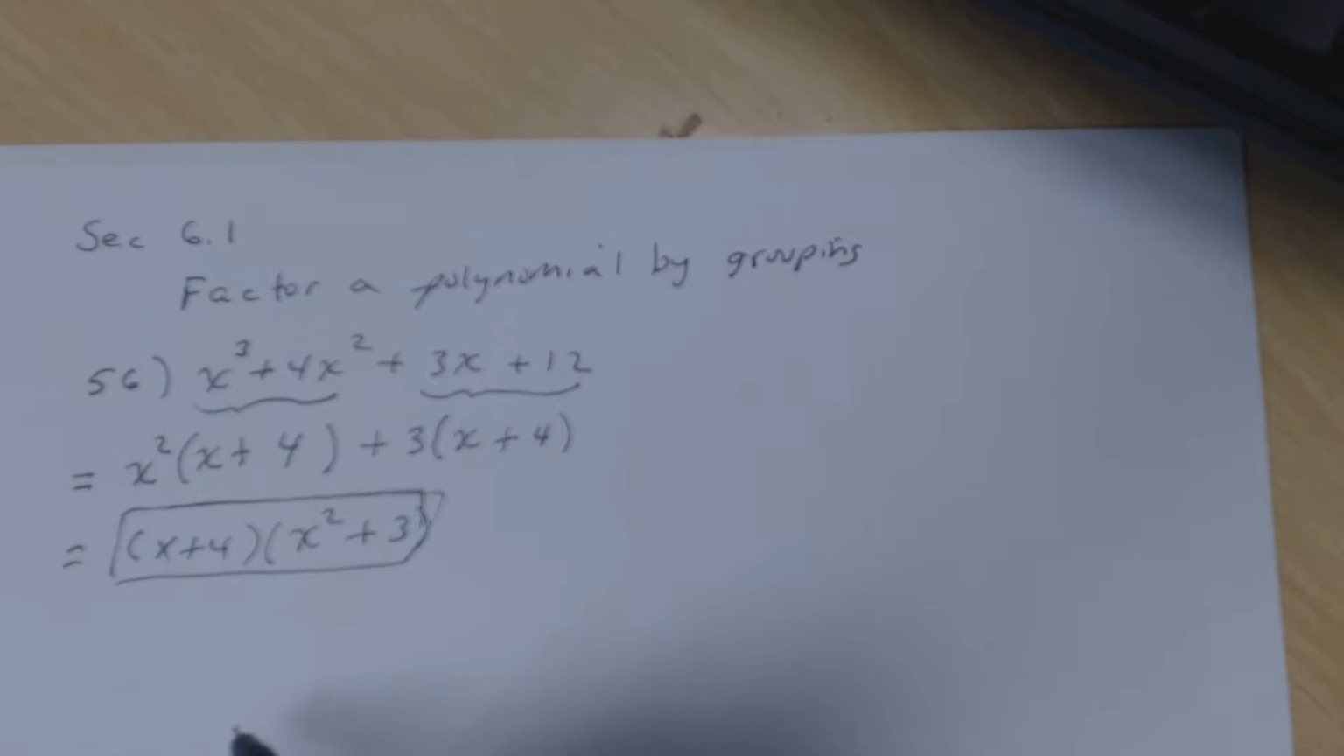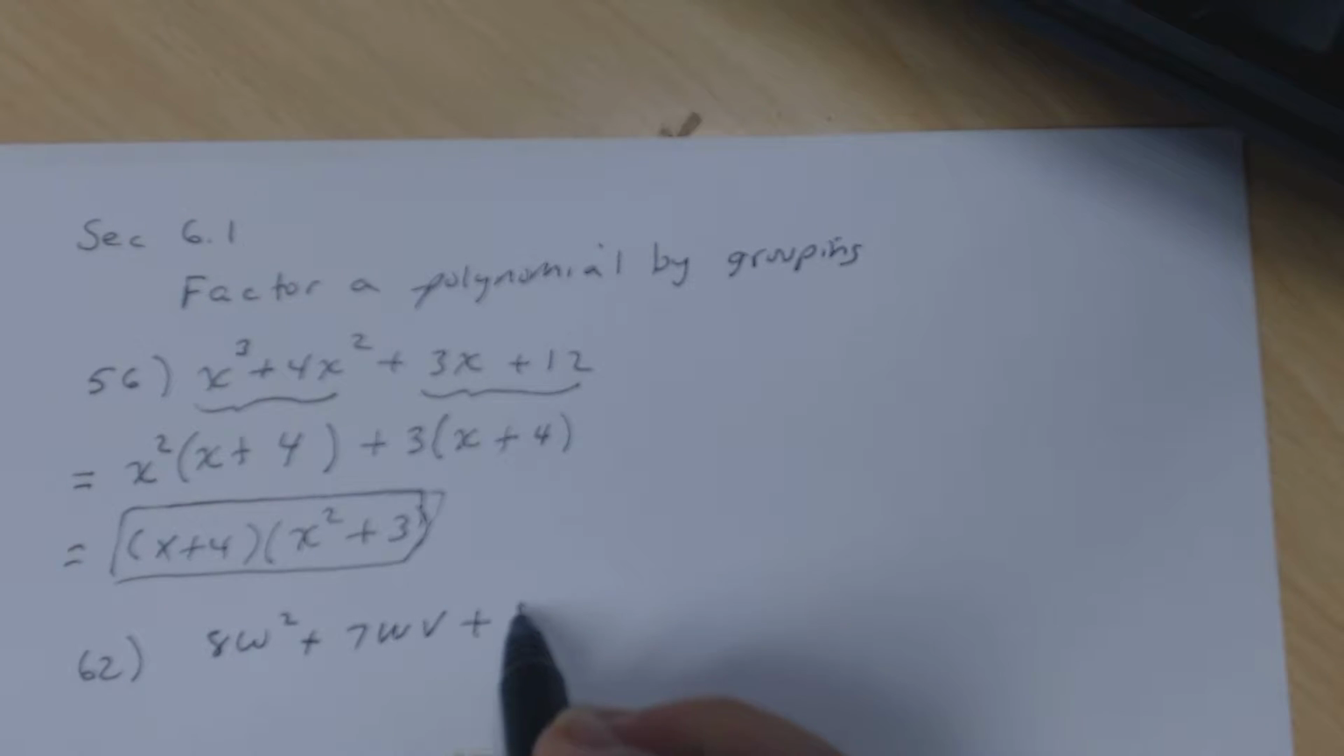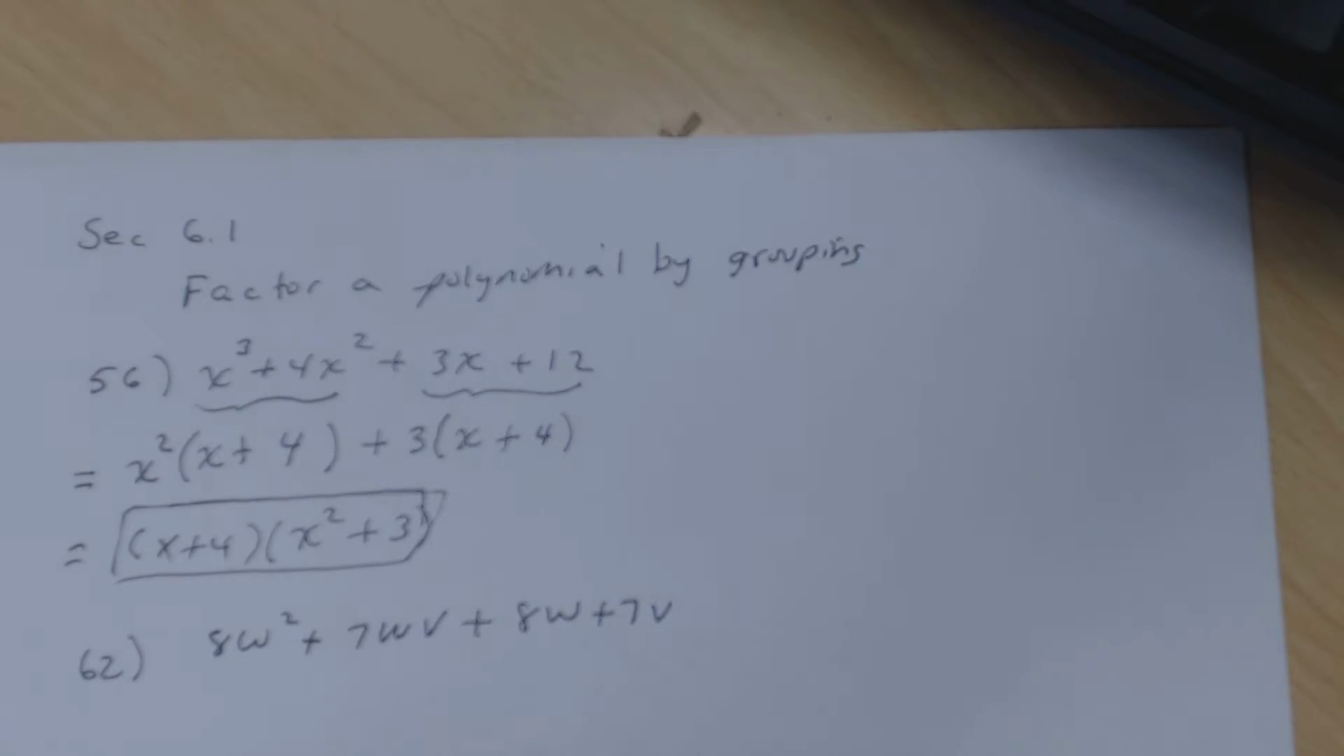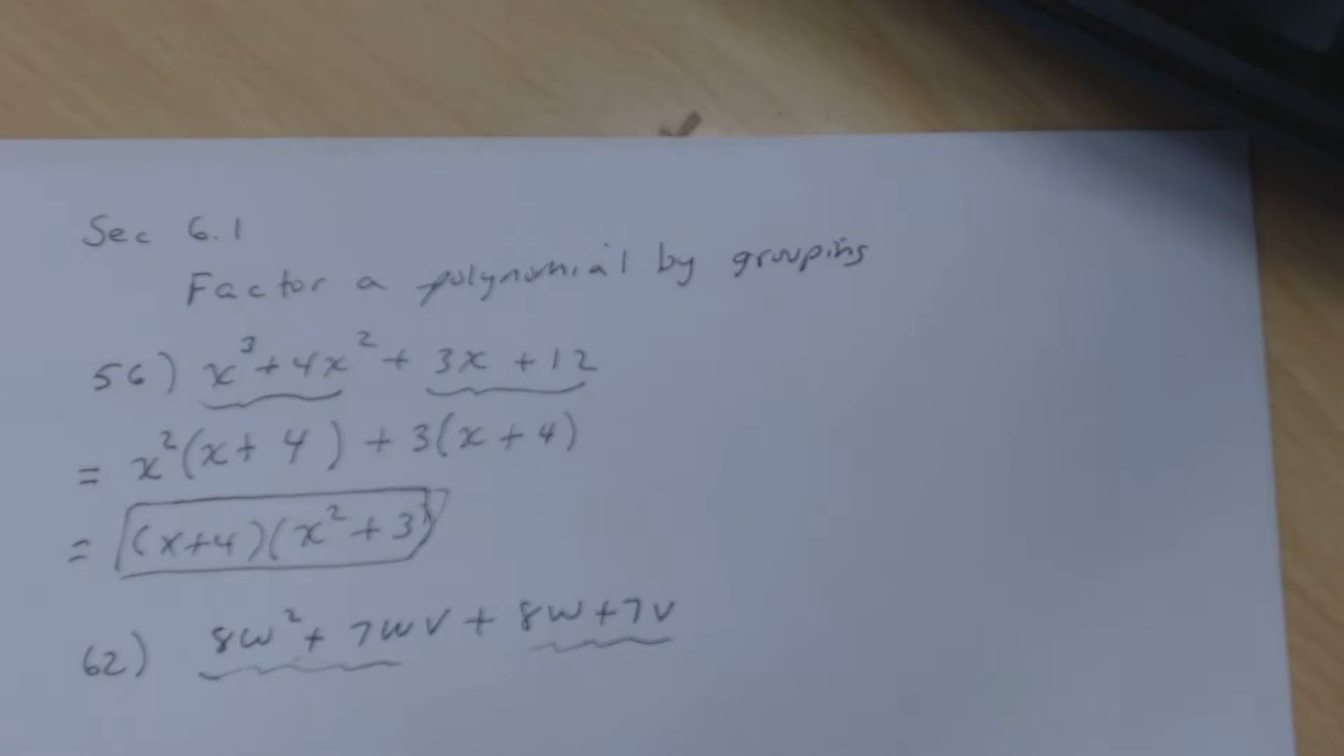All right, so let's look at this example. Let's do 62. So you have 8w squared plus 7wv plus 8w plus 7v. All right, so again, step 1, we're going to group the terms into 2 groups. So first group, second group.